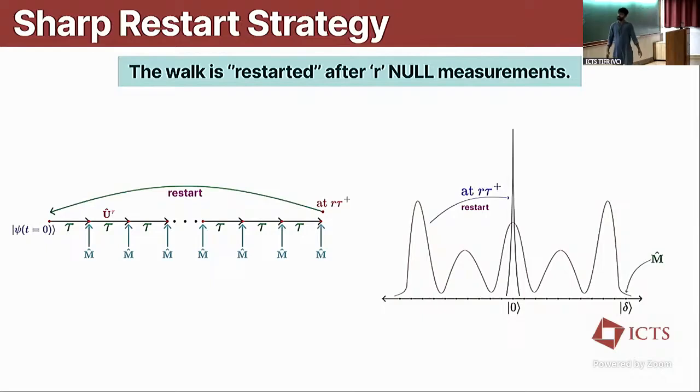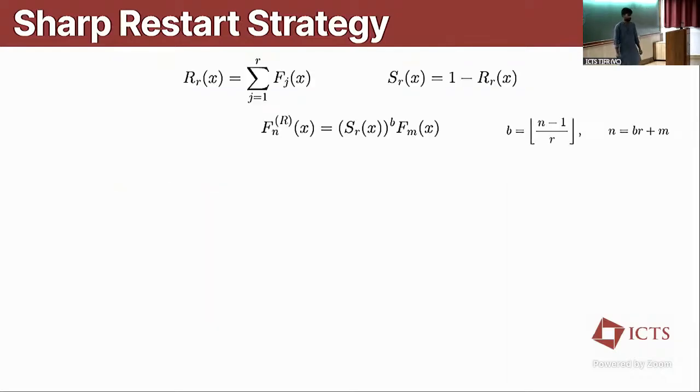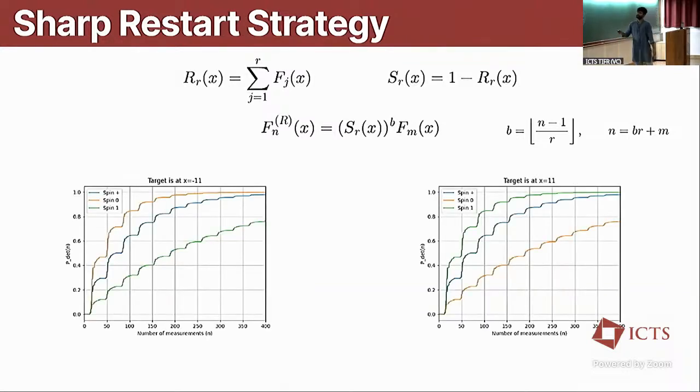In the case of a restarted walk, these are the first detection probabilities. The first term is nothing but the survival probability: the probability that your walker survived the first cycle. Each cycle represents each time you restart; each time you restart, one cycle is complete. This is how you define the first detection probability in the case of a restarted walk, and these are the plots. This is when the target is on the positive side, and this is when it's on the negative side. You see that eventually the walker will detect the target in the case of a sharp restart strategy.